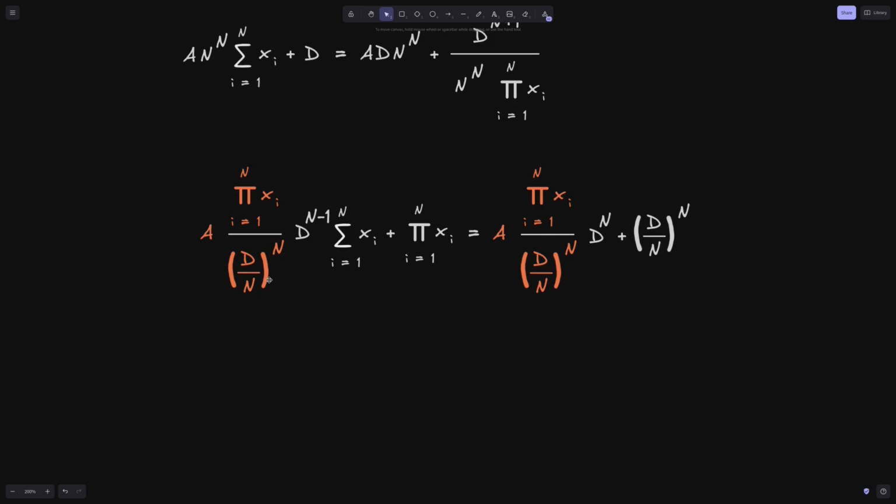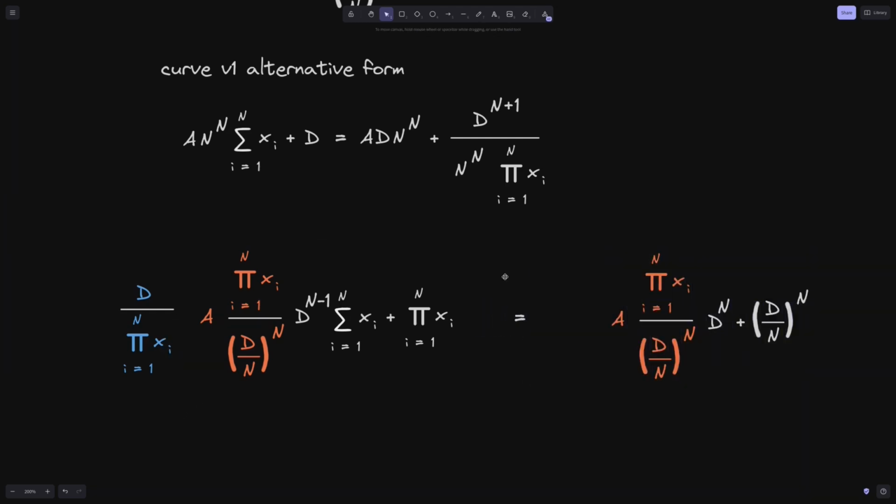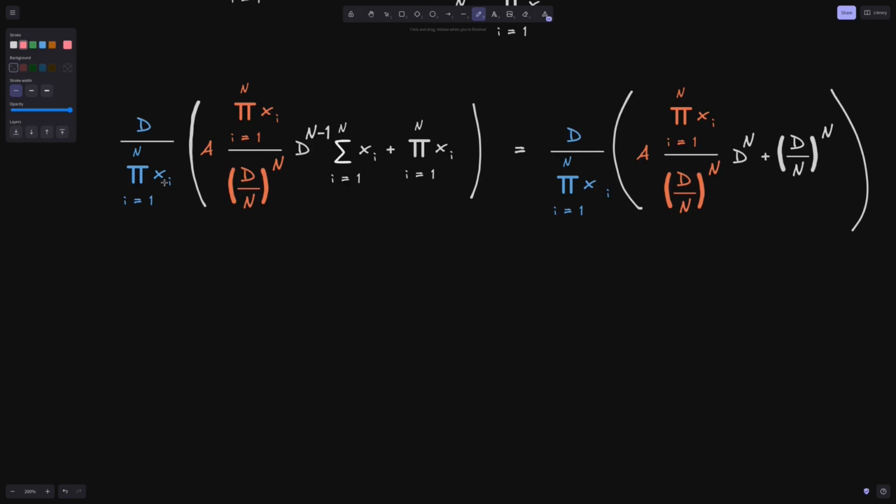Okay, so to go from this equation to this equation over here, all we have to do is divide both sides of the equation by d divided by the product of all the coins. So let's expand this equation. On the left side, we multiply this, and the same with the right side. Let's start by simplifying the left side of the equation. First of all, I see a product of all the tokens on the bottom, and I see the product of all the tokens on the top over here. So these two will cancel out.